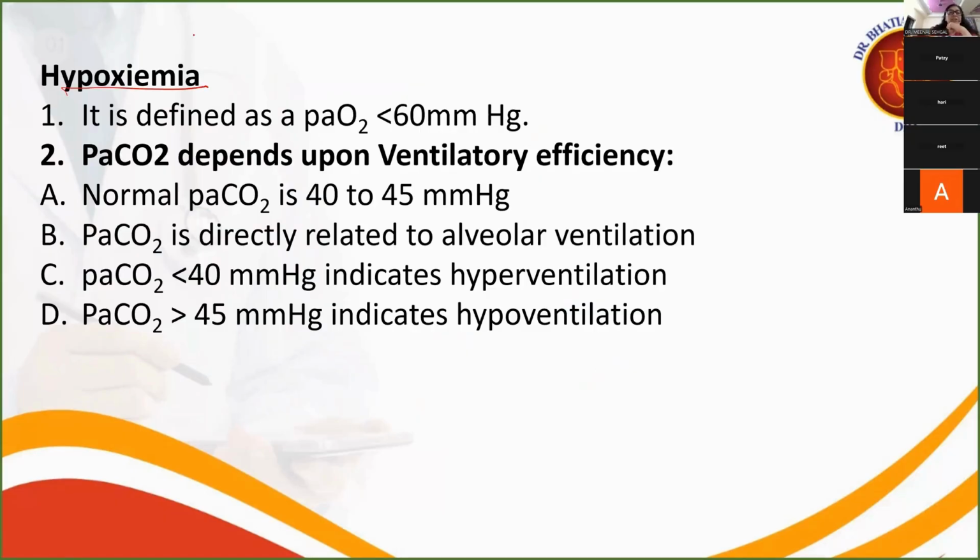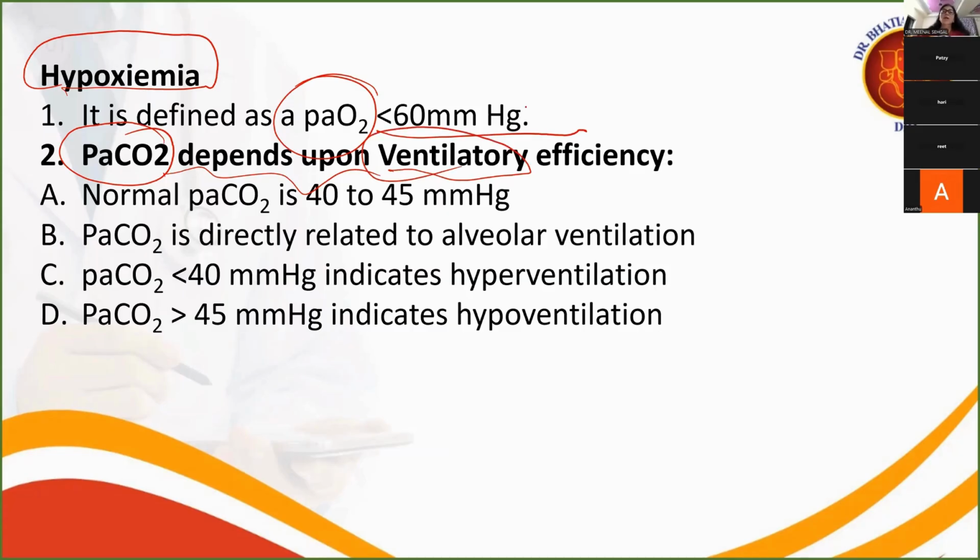Now, once again, hypoxemia, I'm repeating it, PaO2 less than 60. Now, what about the partial pressure of carbon dioxide? Partial pressure of carbon dioxide, unlike oxygen partial pressure, is entirely dependent upon the ventilatory functions. Why? Because tissue metabolism is going on all the time, so CO2 production is always ongoing. What can change is our ventilatory capacity to exhale it. So partial pressure of CO2 will always depend upon ventilatory efficiency.